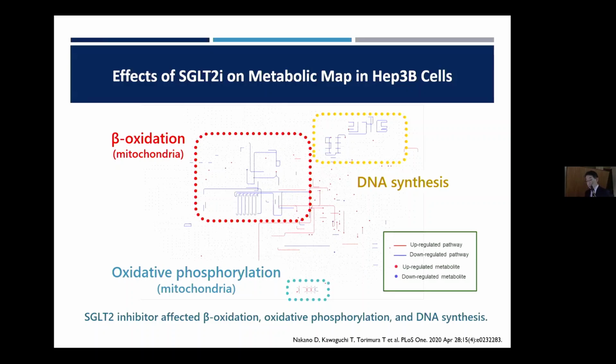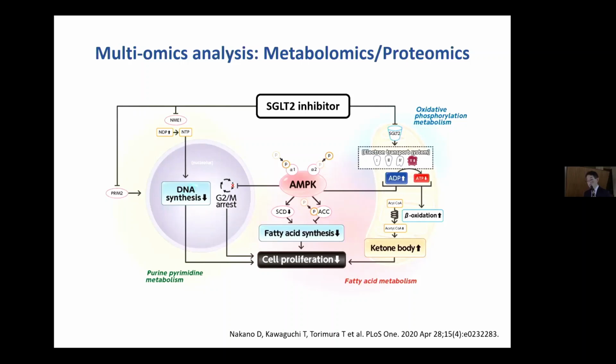By looking at the altered metabolic pathways and metabolites, we found that there are some points in the SGLT2 effect. One is beta oxidation, which is in the mitochondria. Another one is oxidative phosphorylation, which is also in the mitochondria. So we summarize these data in a cartoon like here. This is our proposed pathway of how the SGLT2 inhibitor inhibits the cell proliferation of HCC cells.